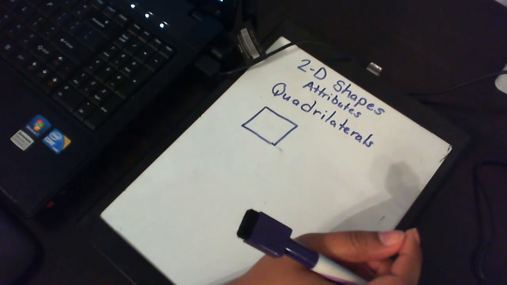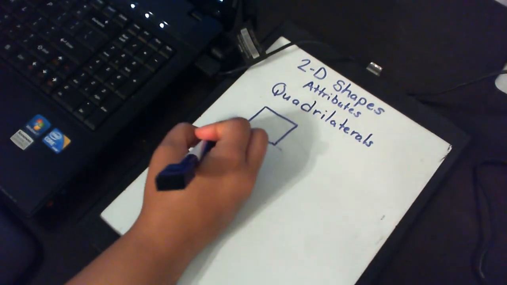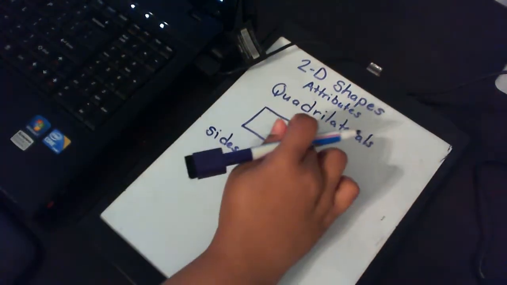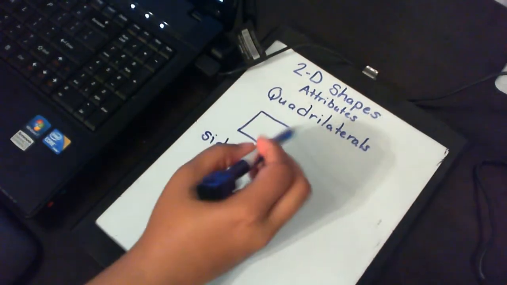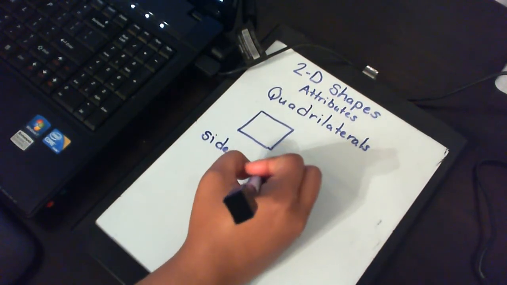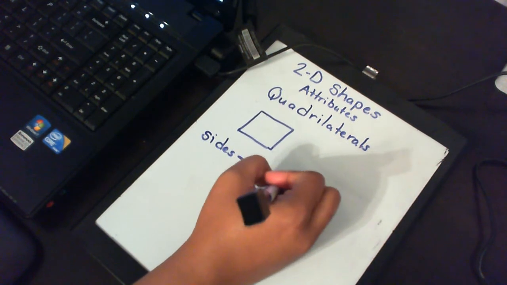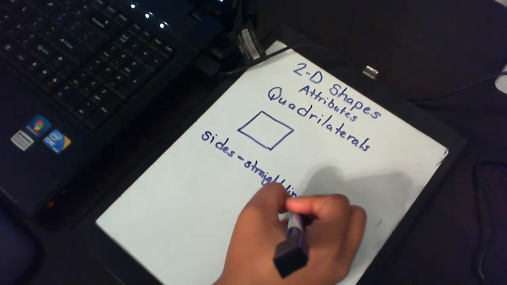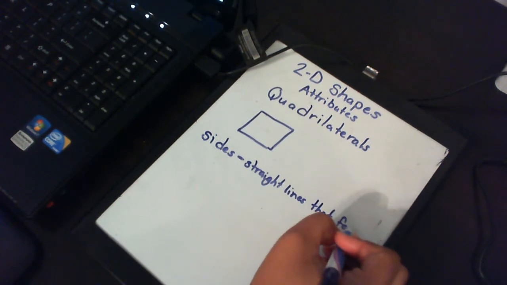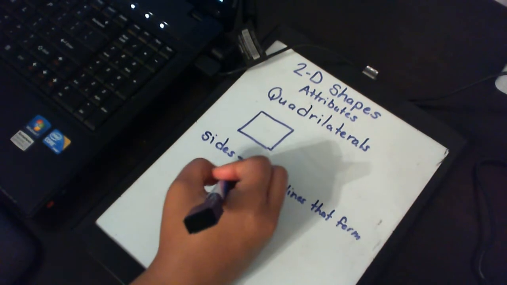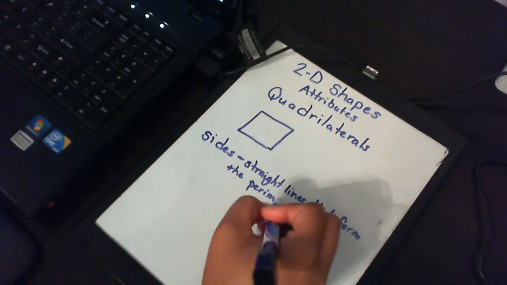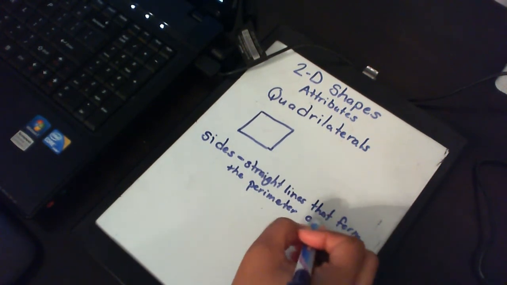Alright, so the words that we need to know is sides. And so the sides are just the straight lines. So this is a side, this is a side, this is a side. So they are straight lines that form the perimeter of a shape.